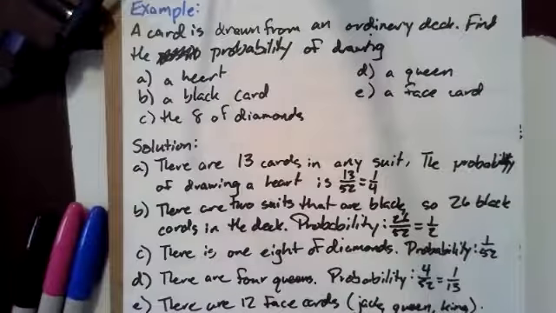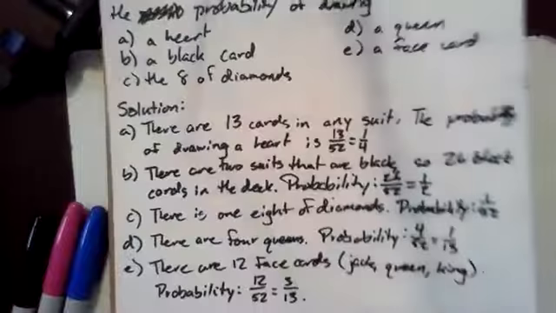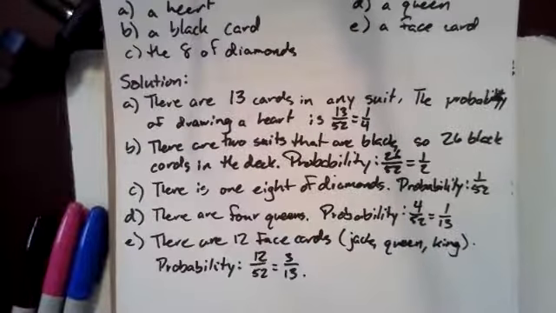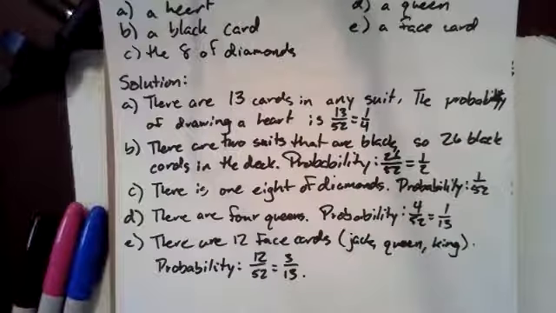Here's an example. A card is drawn from an ordinary deck. Find the probability of drawing a heart, a black card, the eight of diamonds, a queen, or a face card. Here are the solutions. There are 13 heart cards in any suit. The probability of drawing a heart is 13/52, or 1/4. There are two suits that are black, so 26 black cards in the deck. The probability of drawing a black card is 26/52, or 1/2.